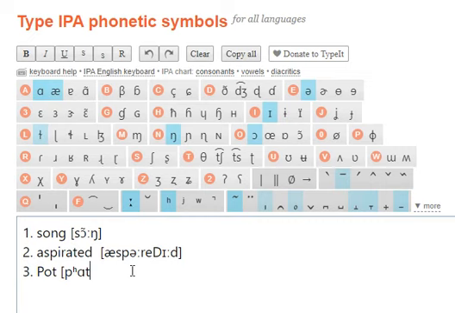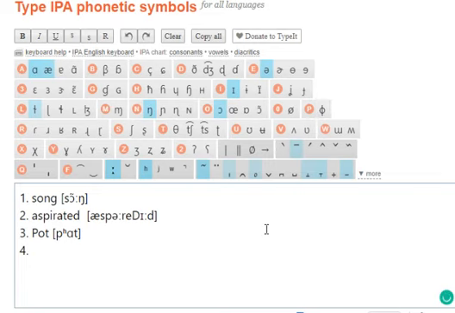Pot. Do we need to apply any other rule in this word? No, we don't have to apply any other rule in this word, only the aspiration rule. Then I close it with the square bracket. Word number 4. Okay, word number 4 is lighter, okay?